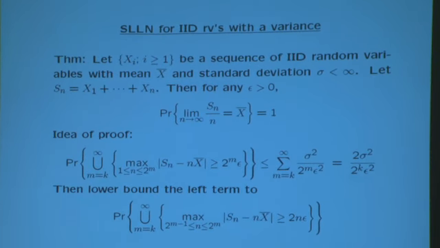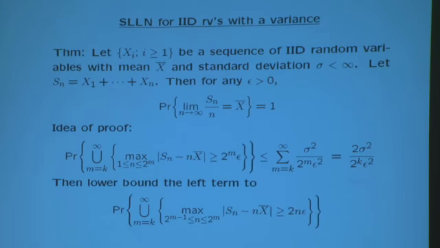Okay, so the theorem says let x sub i be a sequence of IID random variables with mean x bar and standard deviation sigma less than infinity. So I'm trying to do the strong law of large numbers before we assume the fourth moment. Here I'm only assuming a second moment. If you work really hard, you can do it with the first absolute moment.